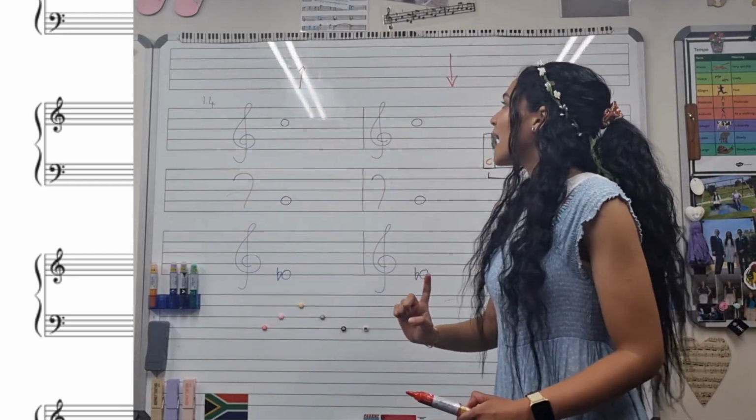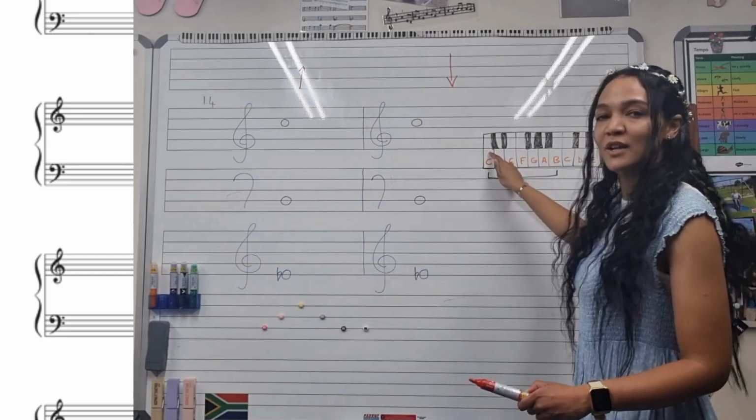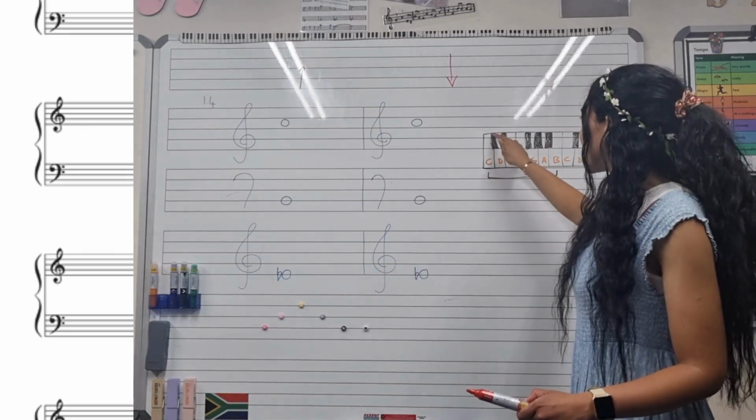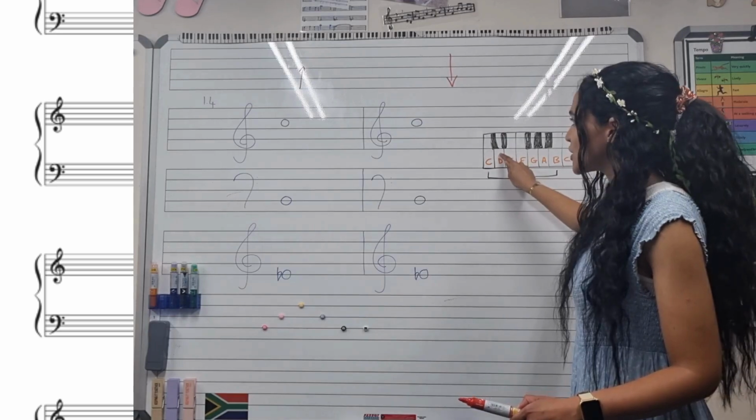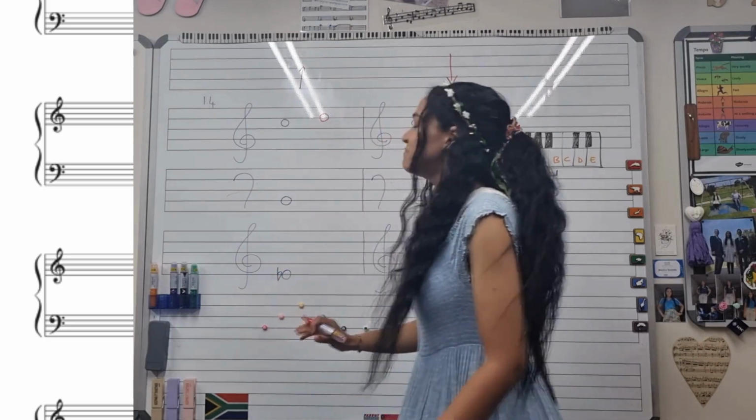We need to go up a whole tone. So if you're on a C, if you go up a whole tone, it means go up 2 keys. So I'm up one, I'm up another one, so that's just D. So I'm going to write in my D, that's that.